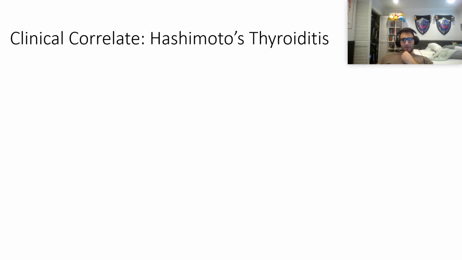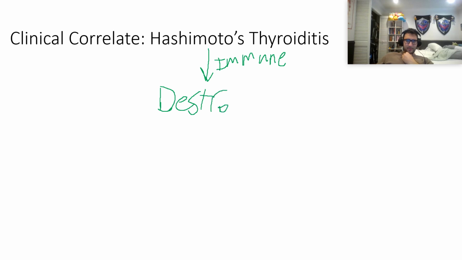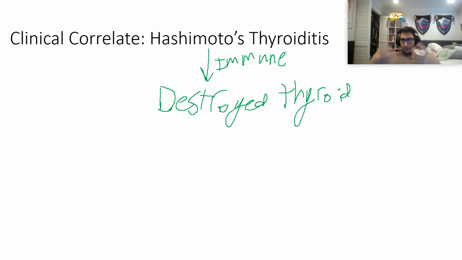We talked a bit about Hashimoto's thyroiditis. What I want to emphasize here is that it is immune mediated, and it's destruction of the thyroid. That separates it from Graves' disease, which is autoantibody stimulation. It's an autoimmune condition, but it's an autoantibody stimulation of the thyroid receptor. In Hashimoto's thyroiditis, it's destruction of the thyroid gland, and it's immune mediated.